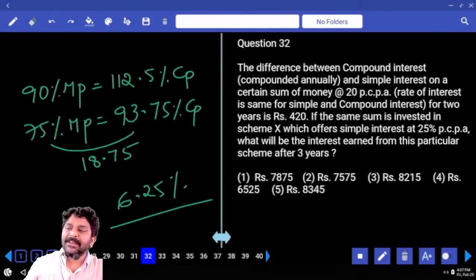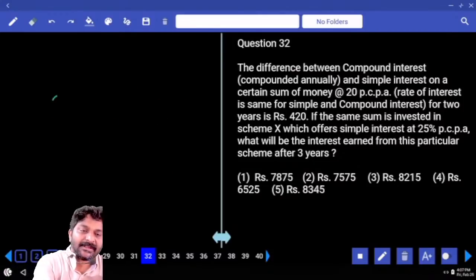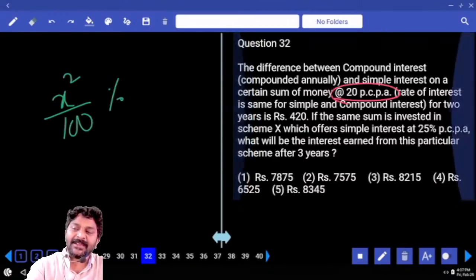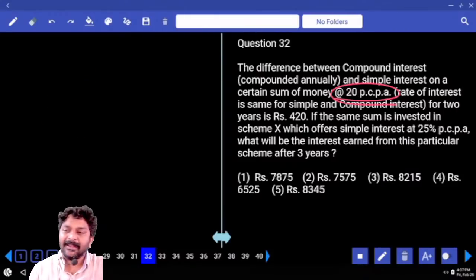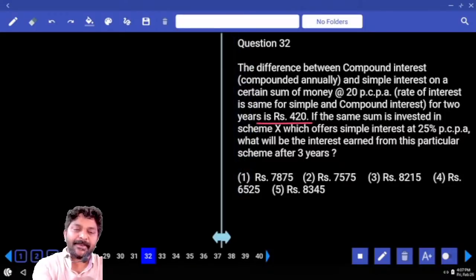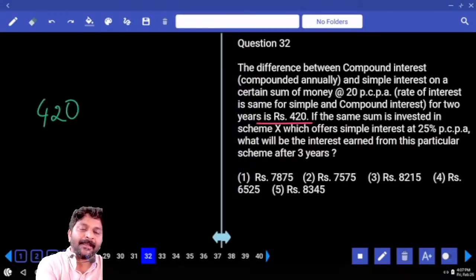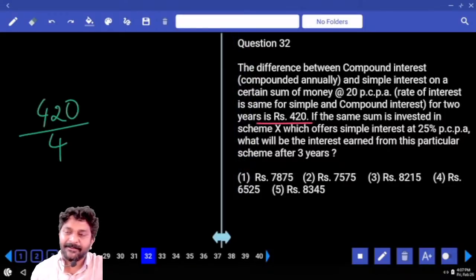The difference between compound interest and simple interest on a certain sum of money at 20% per annum for 2 years. In terms of percentage, what is the difference between simple and compound for 2 years? X square by 100% only. What is the X value? 20. 20 square is 400, by 100, so 4% is the difference, correct? In terms of rupees, they mentioned it as 420 only. Then 1% value is equal to that divided by 4.